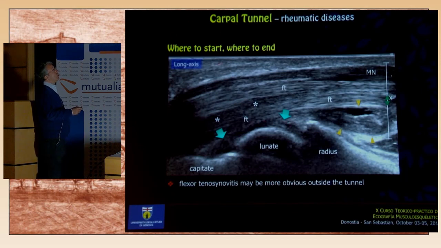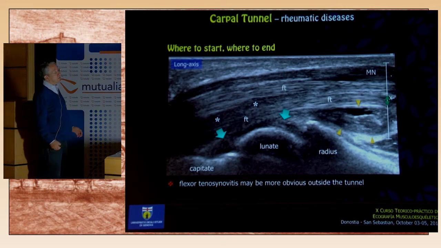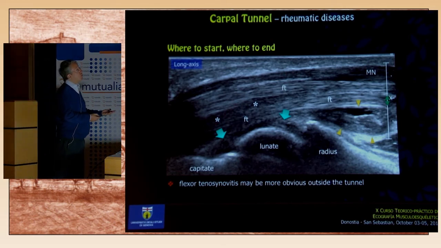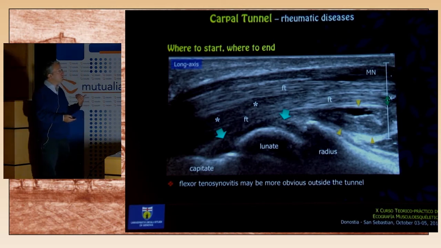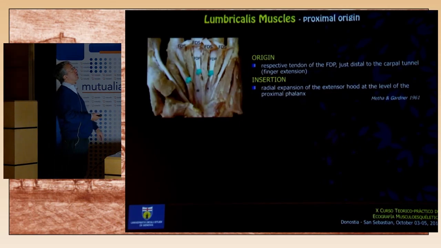And where to start, where to end. Go proximally, because in cases of tenosynovitis in general, the sheath is distended much more proximally, and even more evident distally than within the tunnel. Just if you have any doubt, go there.